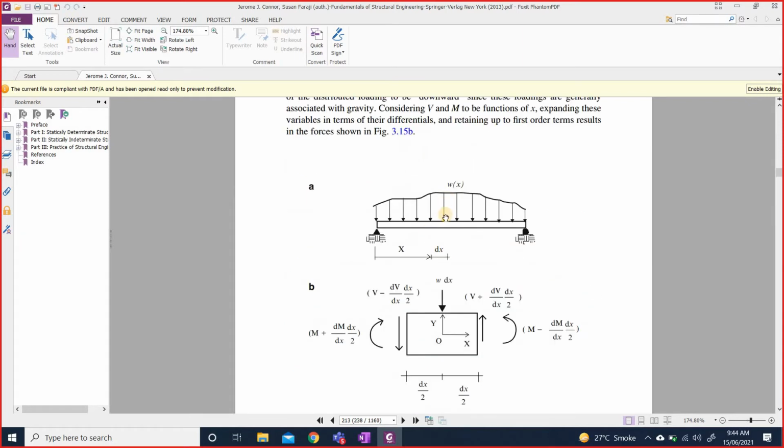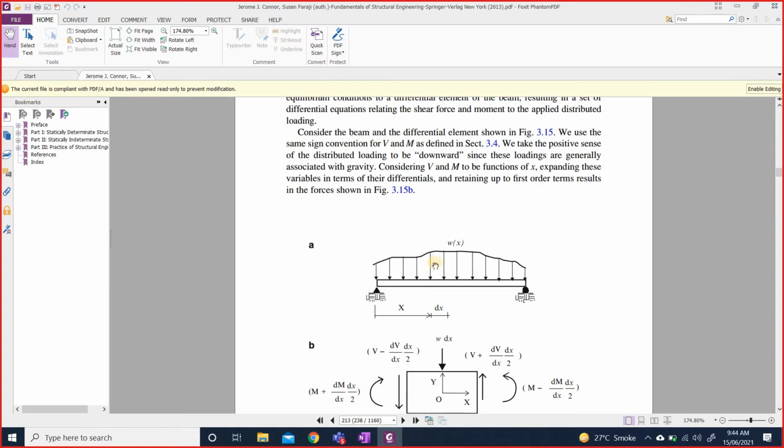तो लोड को हमने downward positive लिया. उसकी वजह यह है कि often these loads are due to gravity, and gravity is directly downward, so that's why we are taking these forces. The loads को हम downward positive ले रहे हैं.